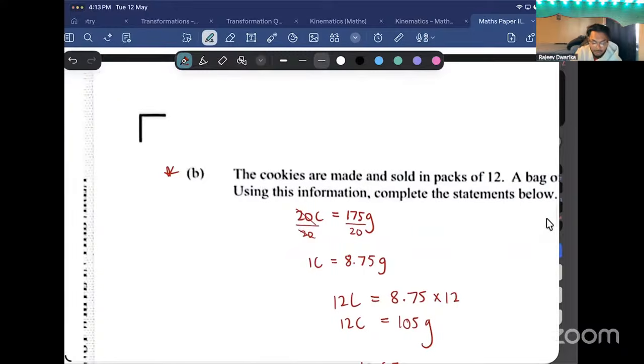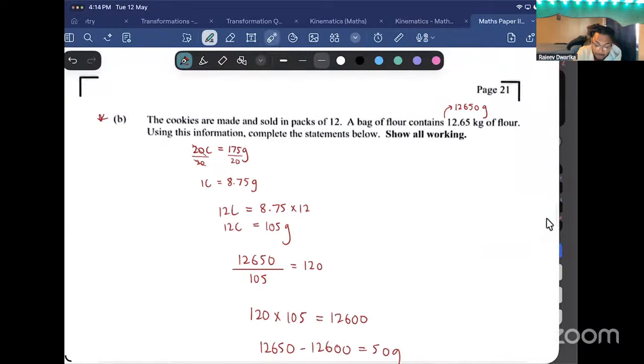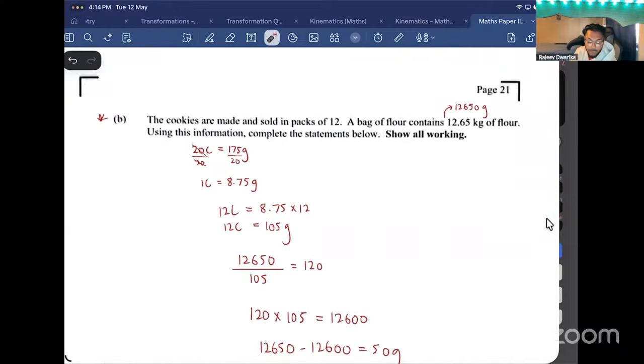I'm going to go over it one more time. We had to make packs of 12, right? 12,650 grams is how much we're working with. 20 cookies is 175 grams, so one cookie is 8.75, but a pack contains 12. So 12 cookies is equal to 8.75 by 12. To make 12 cookies, you need 105 grams of flour.